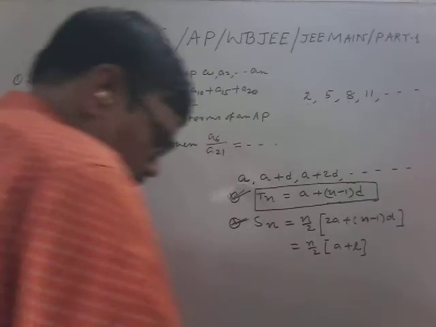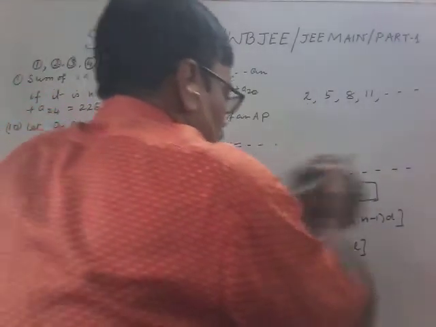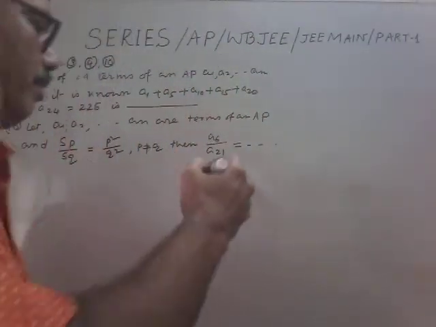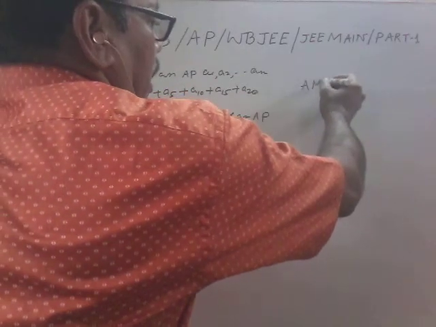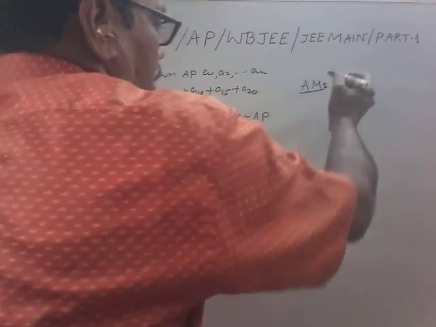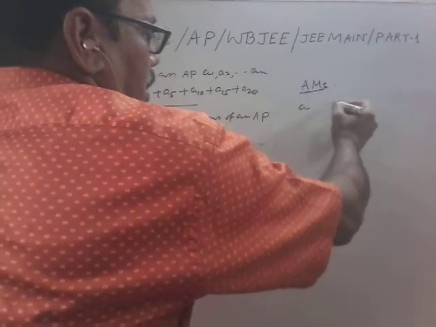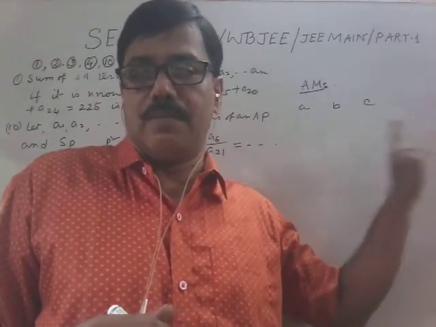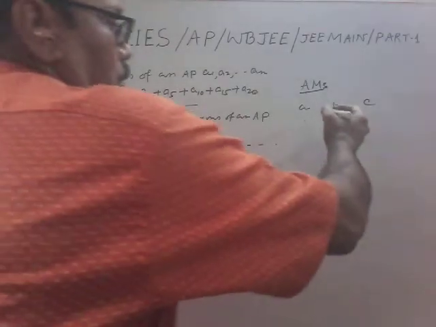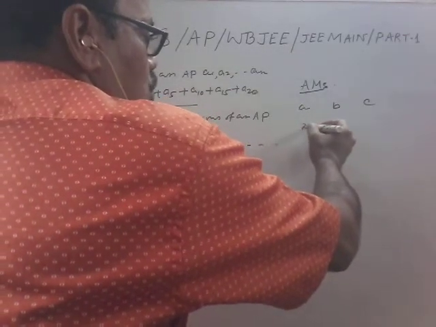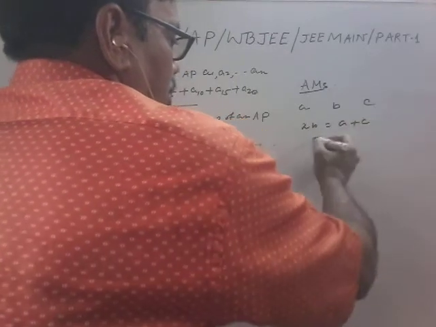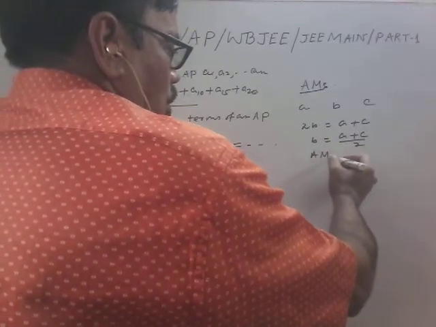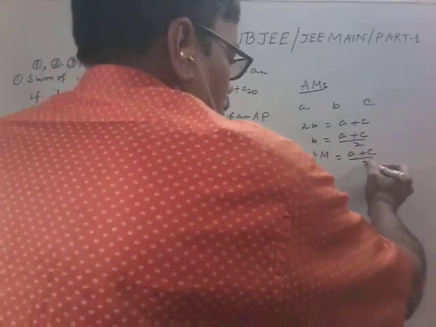Now third, arithmetic mean, AM. If three numbers a, b, c are in AP, then the middle one is called the arithmetic mean. In this case, 2b equals a plus c, so b equals (a plus c) by 2. This is the AM of a and c, that is, sum by 2.